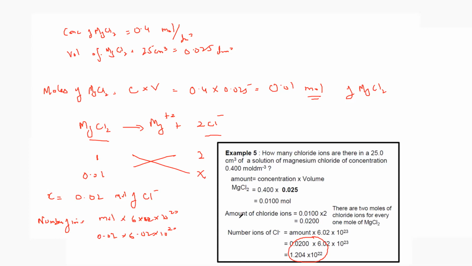Is this example clear? First, because we had the amount of magnesium chloride, using its volume and concentration we got the moles of magnesium chloride. Then we used the ratio, 1:2, to get the moles of chloride ion. After getting the moles of chloride ion, we multiply by Avogadro's number to get the total number of chloride ions in the solution. Is it clear to everyone?